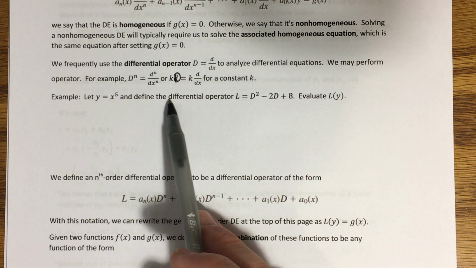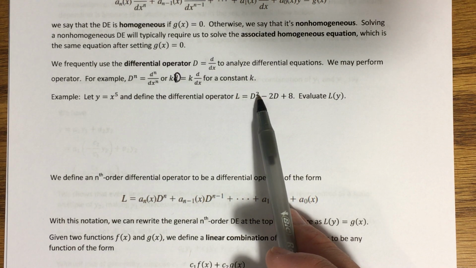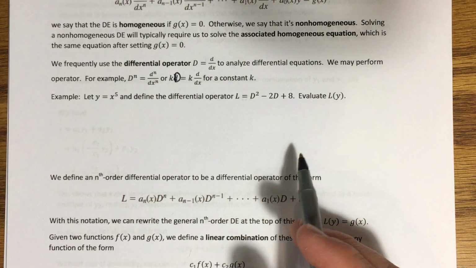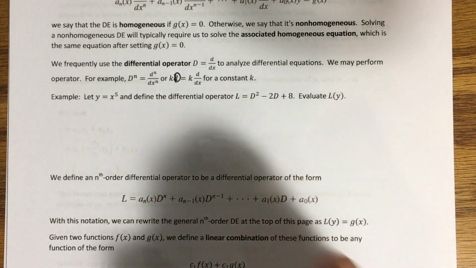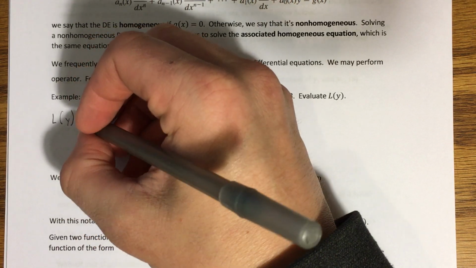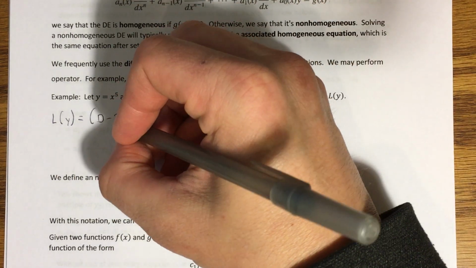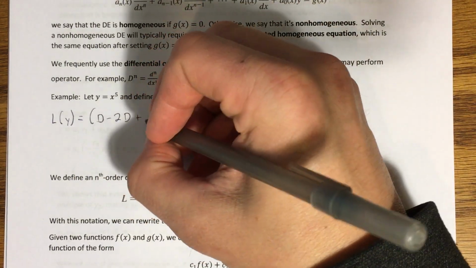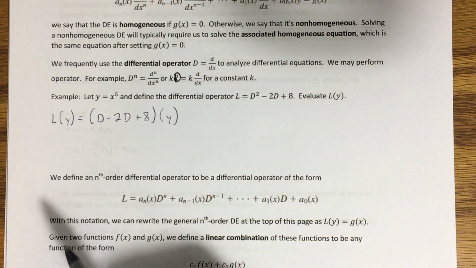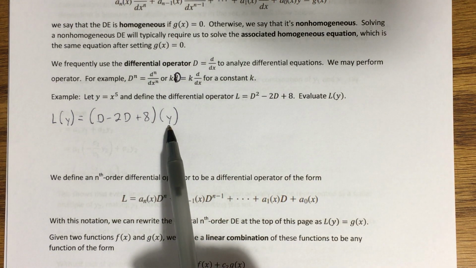And I'm going to define the differential operator L equals D squared, which again is just the second derivative, minus 2D plus 8. What does that mean? Well, it says I want to evaluate L of y. L of y is D squared minus 2D plus 8 of y. Now this looks like multiplication, but technically we think of it like function notation. Here's the name of my function, here's my input.